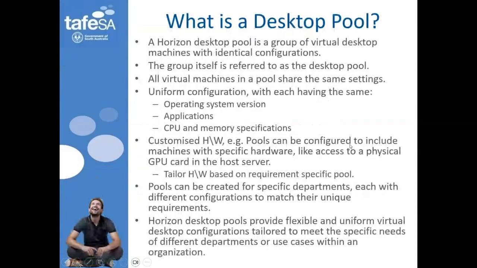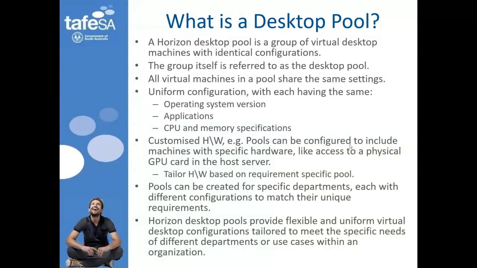So first of all, what is a desktop pool? Basically, a Horizon desktop pool is a group of virtual desktop machines with identical configurations. Remember, it was based on that image. They're all going to be identical. The group itself is referred to as a desktop pool. Okay, all machines in the desktop pool share the same settings, and they have uniform configuration, with each having the same operating system version, the applications, the CPU, and memory specifications.